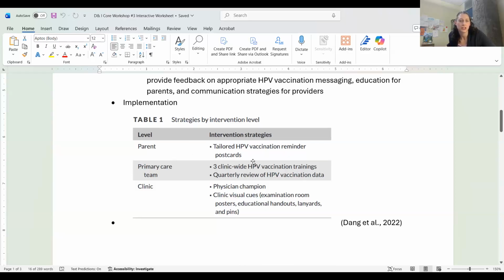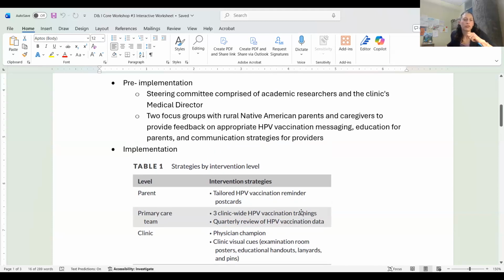They had tailored vaccination reminder postcards that were sent to the parents of adolescents. They did training for primary care teams in the clinic, with that audit and feedback that Ranjit mentioned. So quarterly reviewing that data and those completion rates and providing feedback. And then within each clinic, they identified a physician champion to help lead all of these efforts within their clinic, and provided visual reminders like posters and handouts around the clinic. So that's a quick overview.